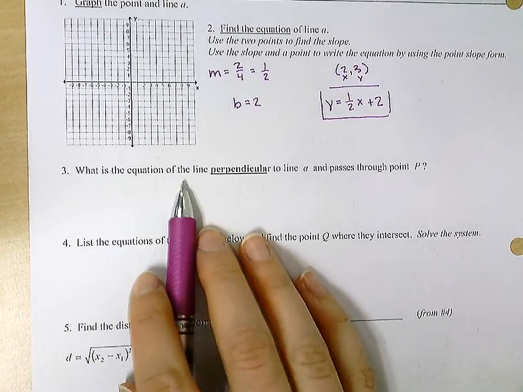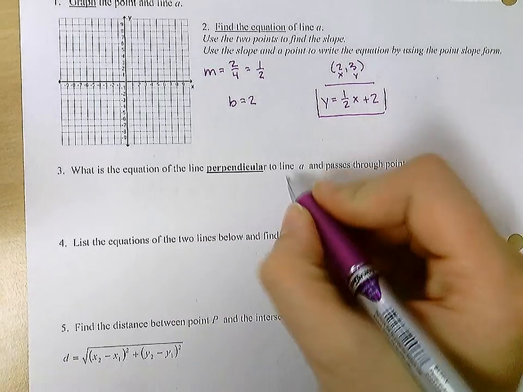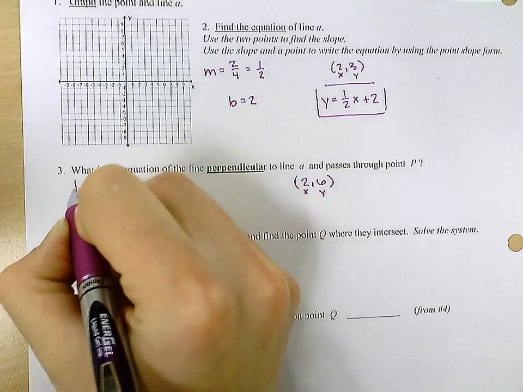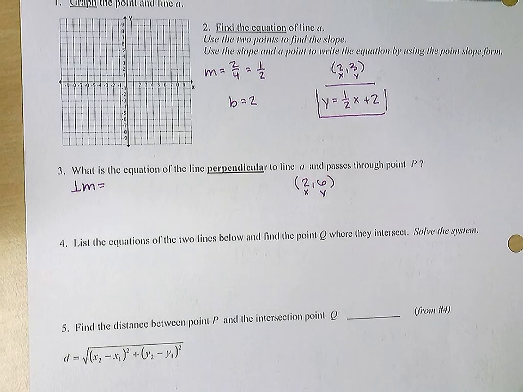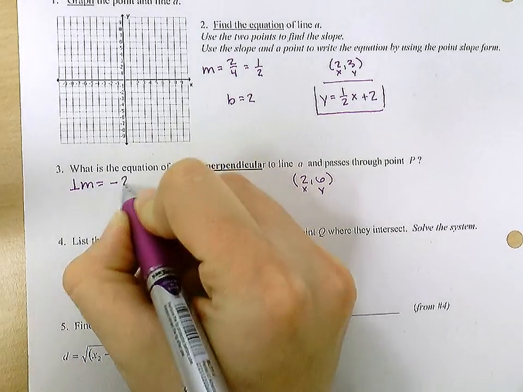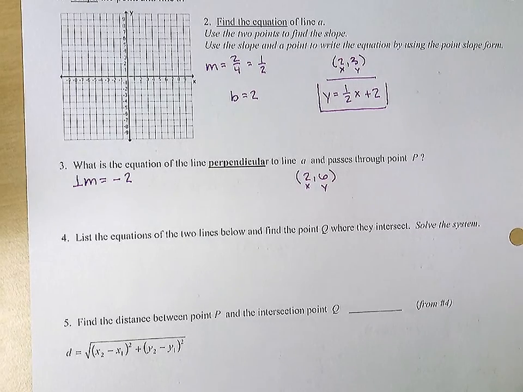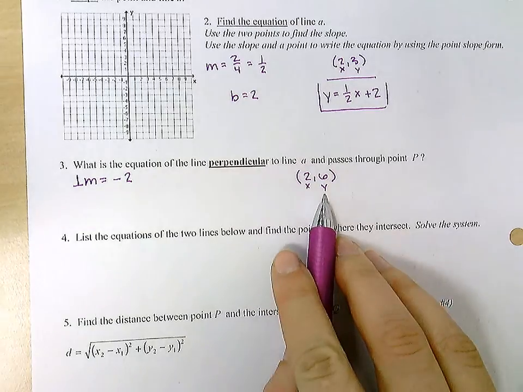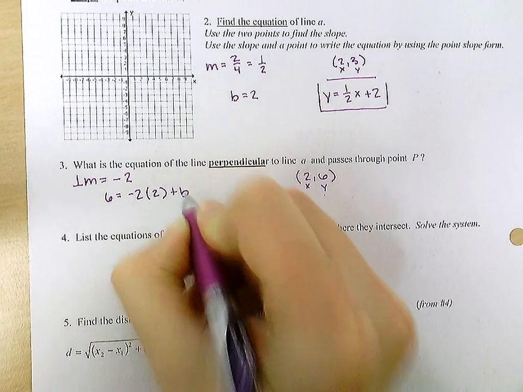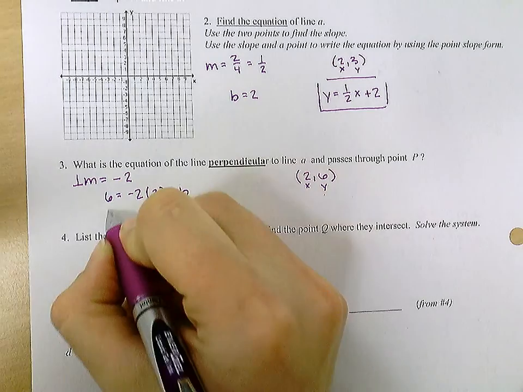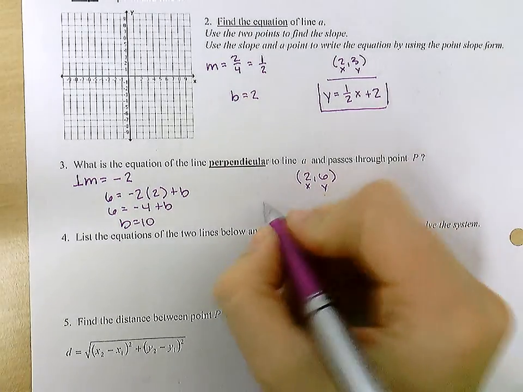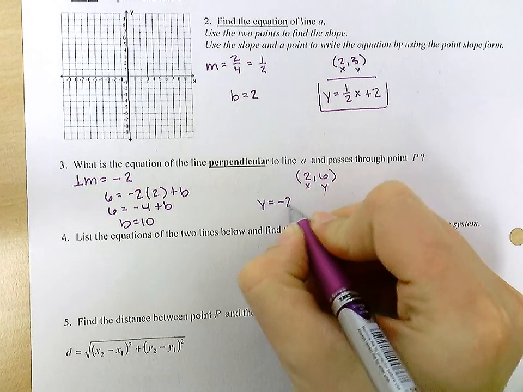Number 3, we want to find the equation of the line perpendicular through point P, meaning I have to use point P, which is at 2, 6, and that is your x and y value. I also need the perpendicular slope, so I take the opposite reciprocal of 1/2. The opposite would make it negative, reciprocal would make it 2. Plugging into y equals mx plus b, I have 6 equals negative 2 times 2 plus b to find that y-intercept. So 6 equals negative 4 plus b, to get b equal to 10. So the equation of the perpendicular line is y equals negative 2x plus 10.